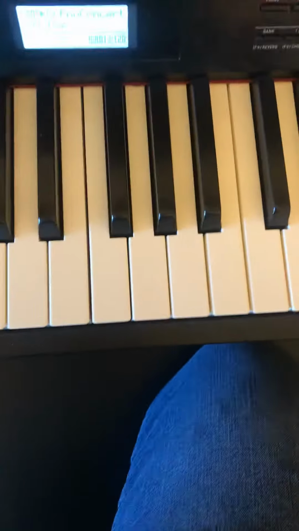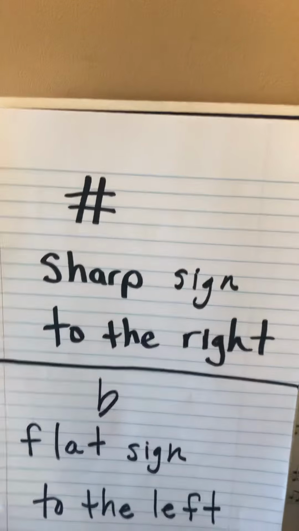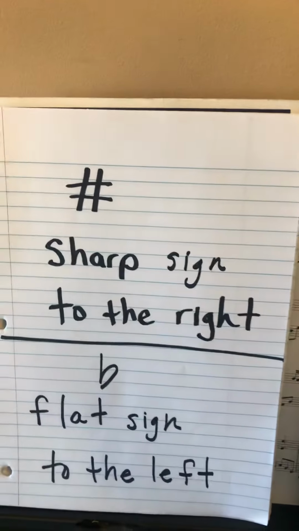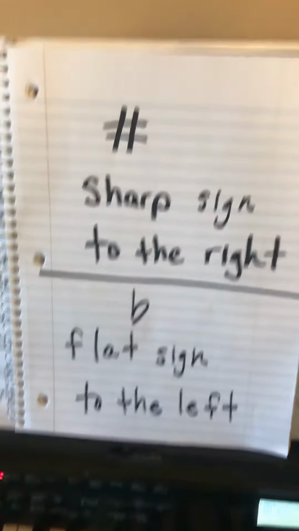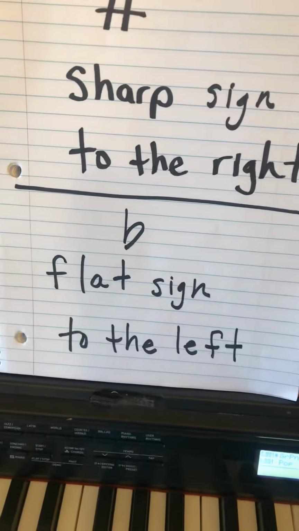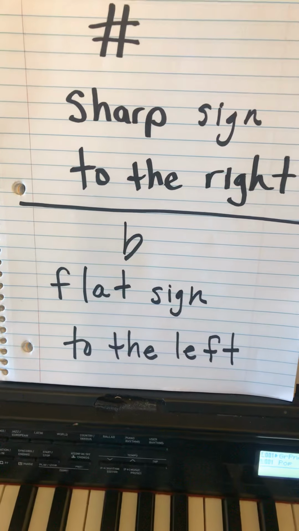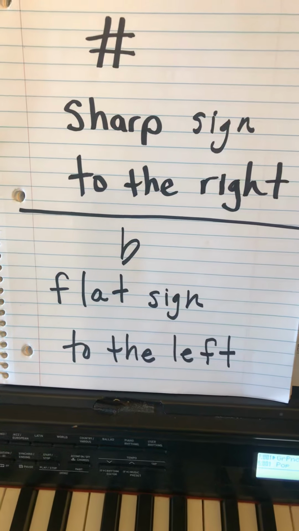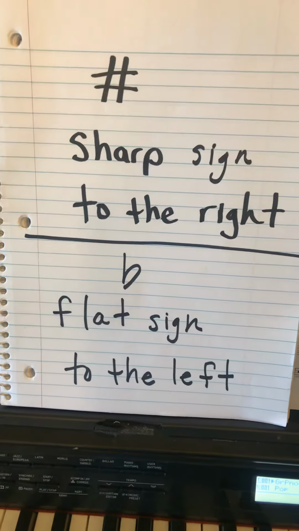And just to review what we talked about today, this is the sharp sign. It means you go a half step to the right, which typically means the black key to the right. The flat sign is the lowercase b, and that means you go to the black key to the left, or what we would call a half step to the left.